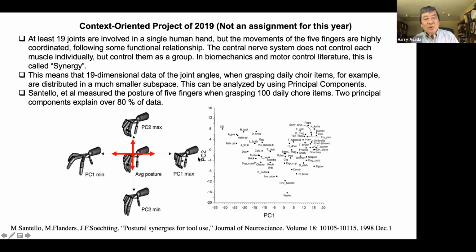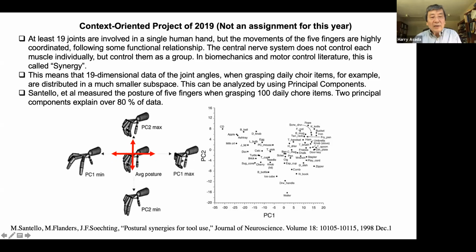This is to open and close all 5 fingers in phase. This is just open, close. And the second component is somewhat twisting. Some fingers are moving in opposite directions, or opposite in phase. So these two principal components represent the 19-dimensional space very, very accurately.